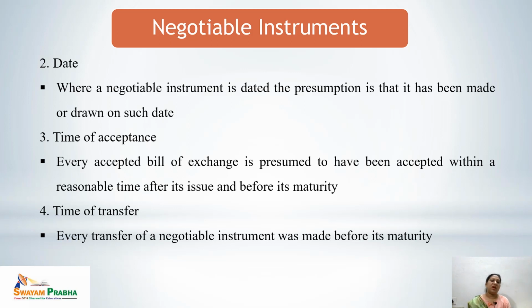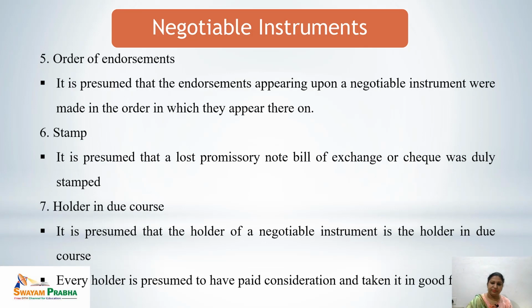Next presumption is regarding time of transfer. Every transfer of a negotiable instrument was made before its maturity. As I have already covered, negotiable instruments once matured cannot be transferred further. That means it is always presumed that once it has matured, it would not be transferred.